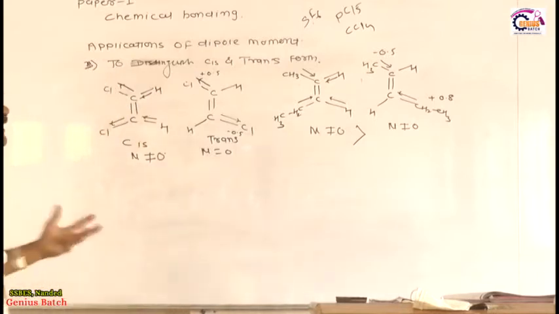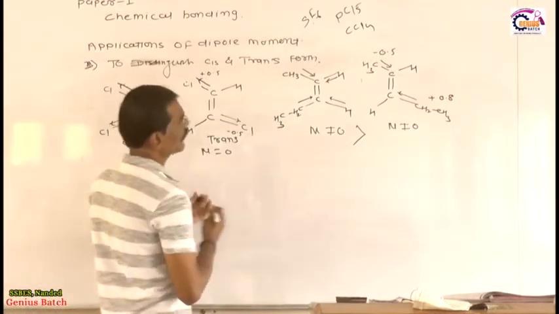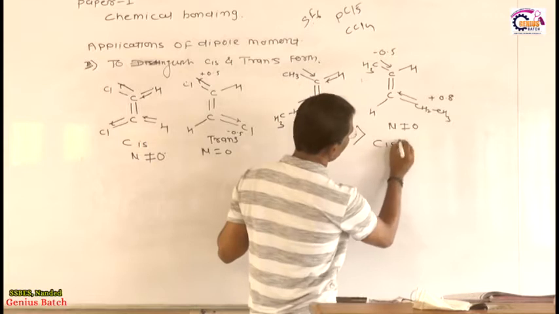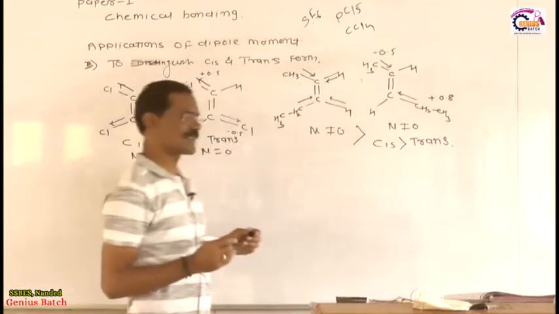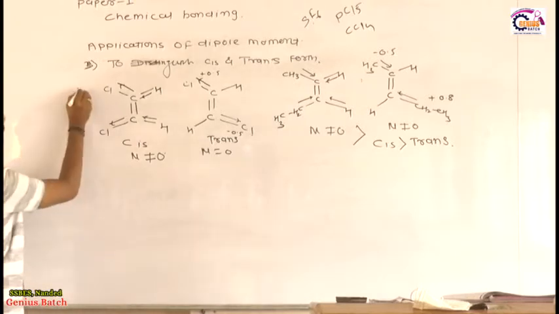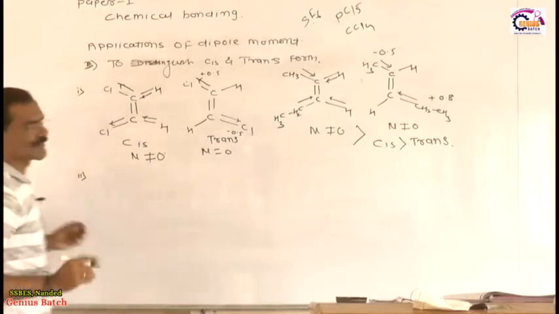So dear students, listen very carefully. The dipole moment of the cis isomer is always greater than the what? Trans isomer. This is the first point. Okay. Now what is the second point?